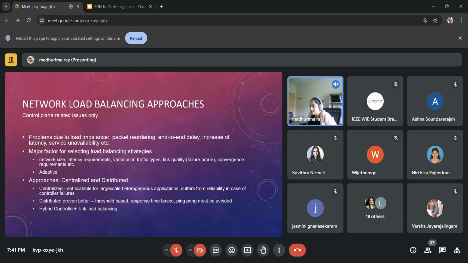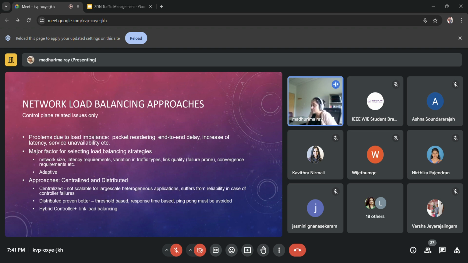So when we select a load balancing technique, we have to take into account these criteria. Important things are like network size. How big is the network? If it is a couple of switches versus a couple of thousand switches. What is the latency requirement that we have? What I said about the agreement, right? The controller should clearly state within what time it should get back to a switch with a reply. There is some turnaround time or latency requirement.